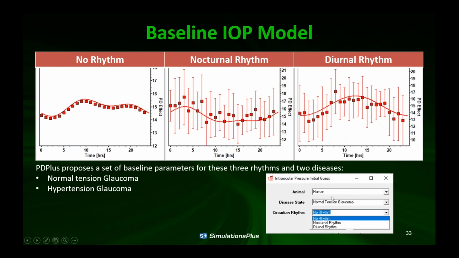In total, based on your selection, the program will provide you 6 sets of baseline parameters for this IOP model. Then based on your compound, you will focus on the Imax or Emax model, which only describes your compound's therapeutic effect.